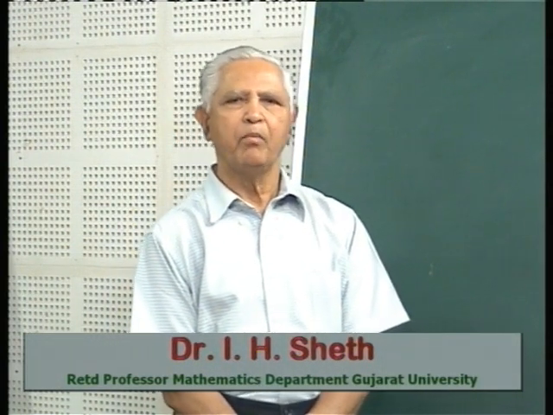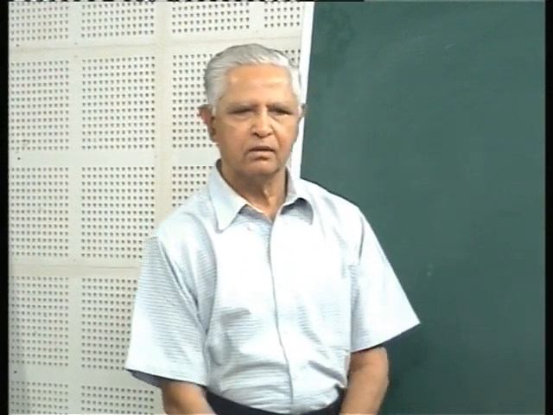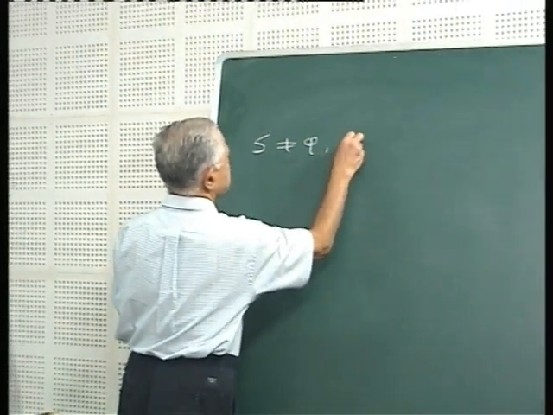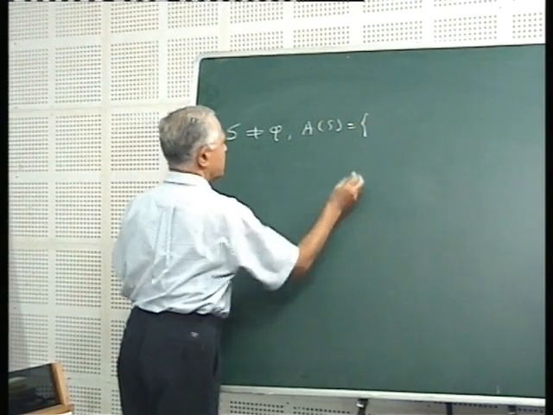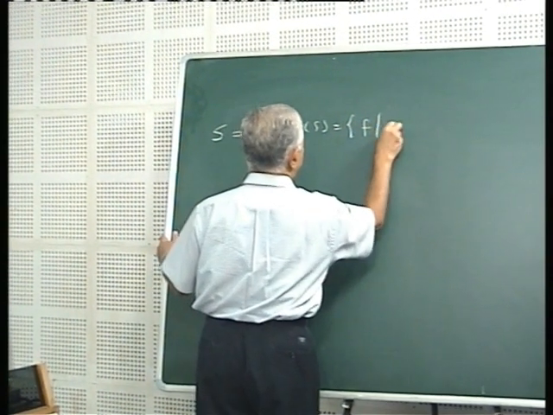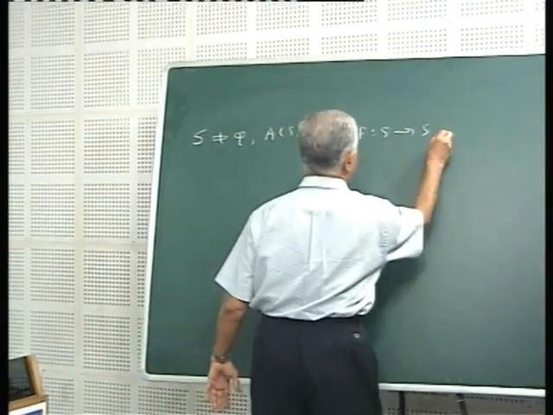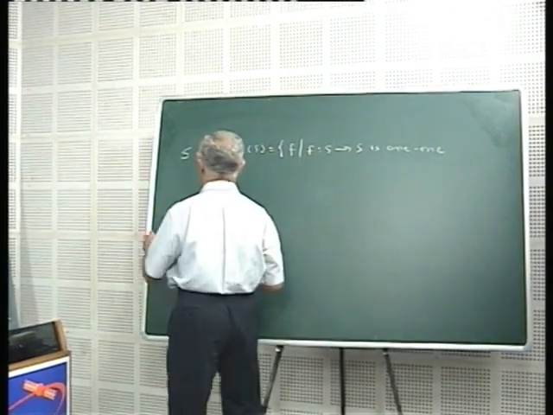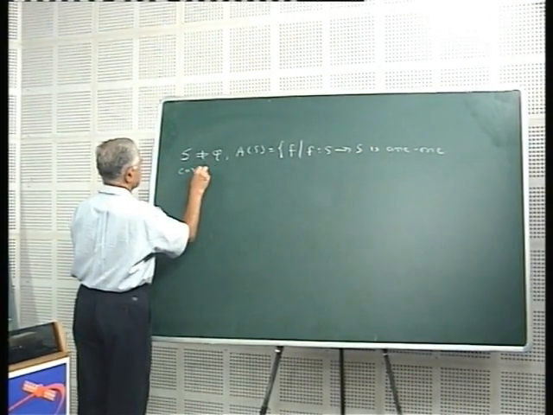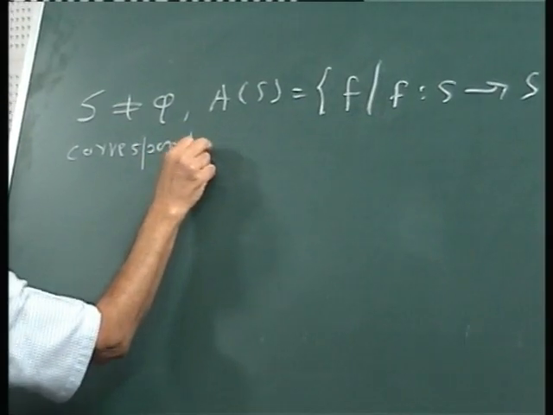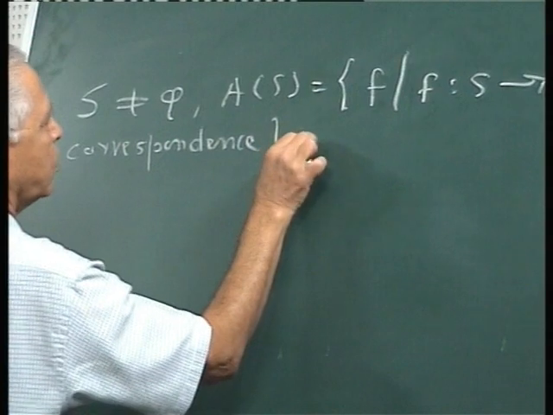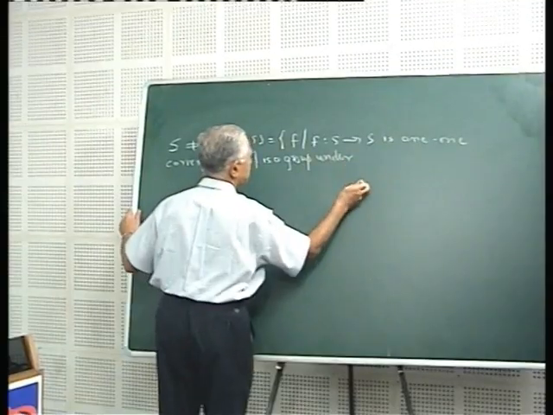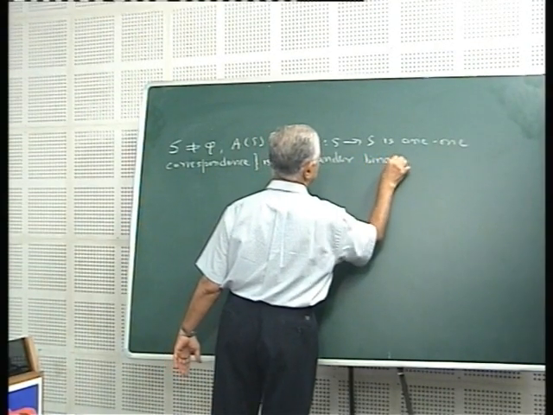I will start with permutations. We know that for a non-empty set S, the set A_S of all 1-1 correspondences defined on S, that means f from S to S is a 1-1 correspondence, is a group under the binary operation, composition of mapping.